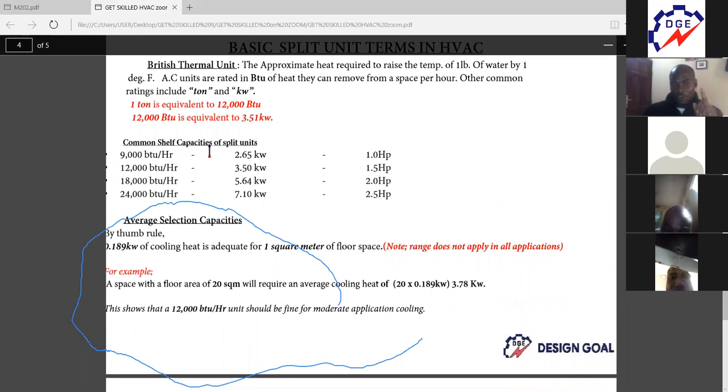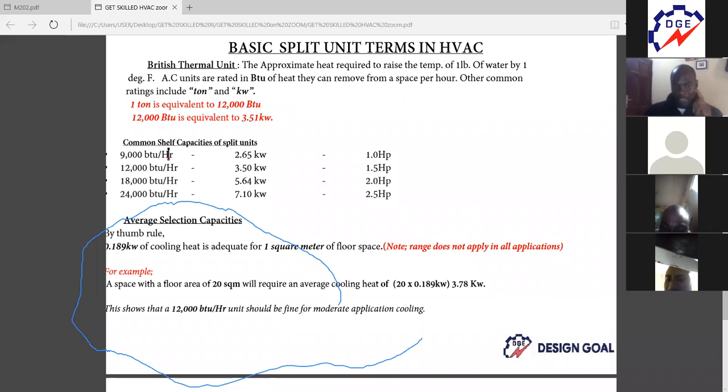For common sizes and capacities of split units, you've got 9,000 BTU per hour, which is equivalent to 2.65 kilowatts, which is what they usually call the 1 horsepower. Then we have the 12,000 BTU per hour, which is equivalent to 3.50 to 3.52 kilowatts, which is what they call 1.5 horsepower. Then you also have the 18,000 BTU per hour, which is equivalent to 5.64 kilowatts, thereabout, which is what they call the 2 horsepower unit. Then you have the 24,000 BTU, which is equivalent to 7.10 kilowatts, which is what they call the 2.5 horsepower.